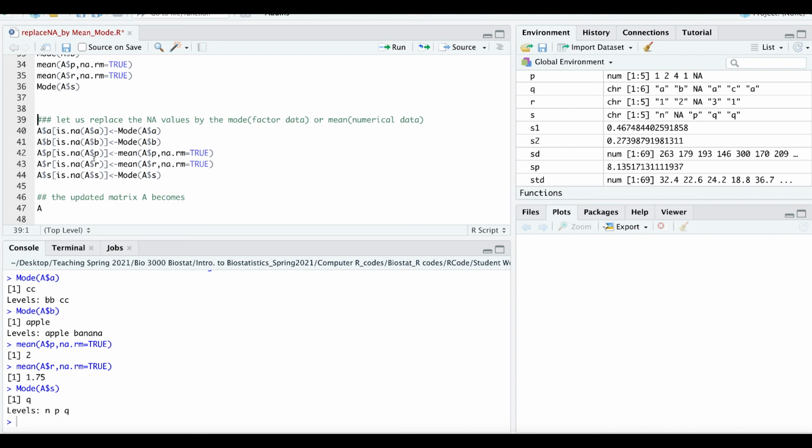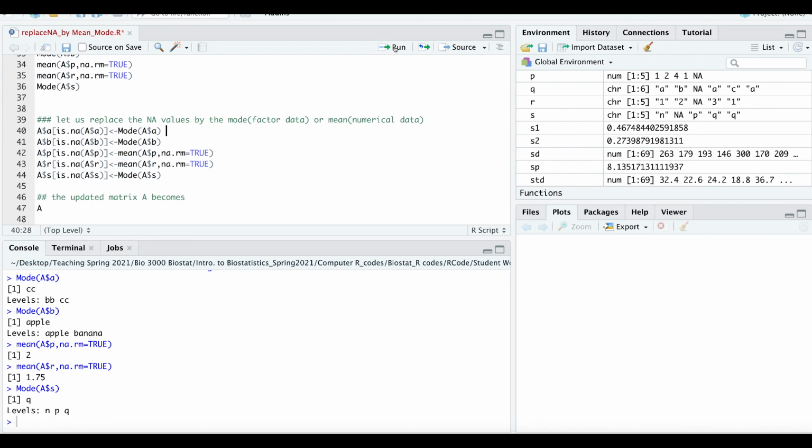Now what I'm going to do is, in the matrix A, I'm replacing A dollar A with a new A. What does that mean? That means in the matrix A, I am updating the column A so that if there is an NA, is.na, in that column, then we replace it by the mode of that column. Similarly, for B, we are replacing by mode. For P, we are replacing by mean. For R, we are replacing by mean as well. And for S, we are replacing by mode.